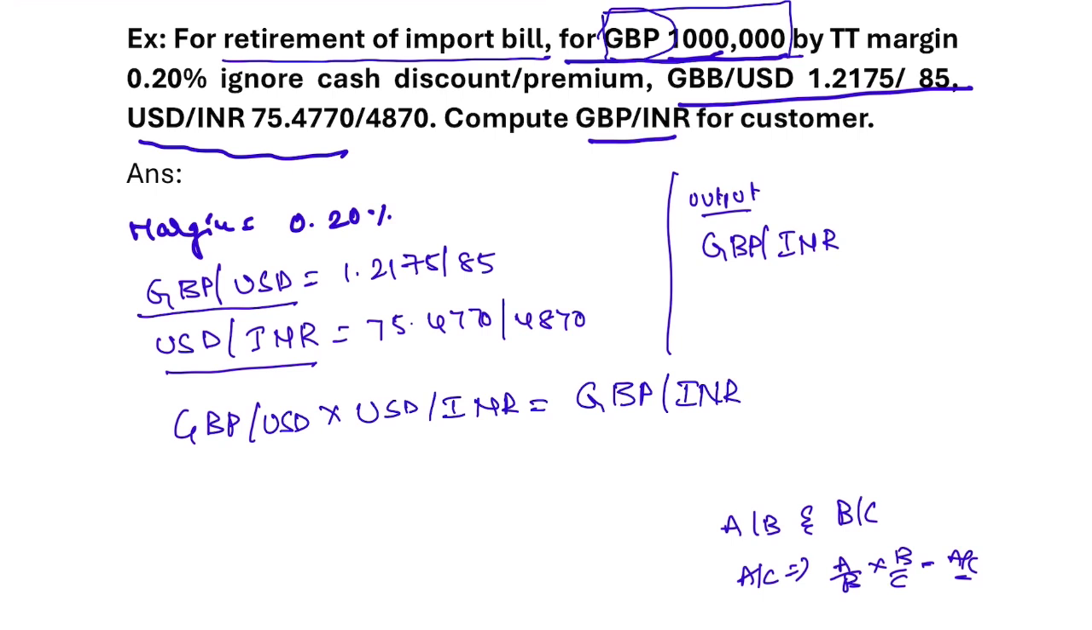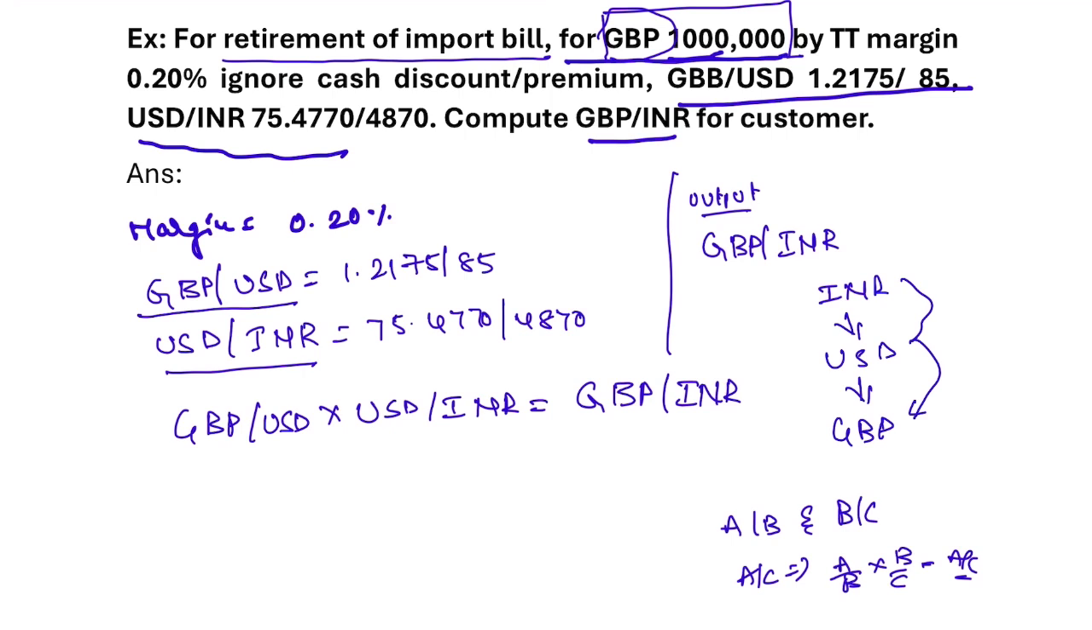So what will the bank do? The bank first, having INR, purchases USD with the INR, and with the USD the bank will purchase GBP. Right? So the bank is purchasing USD, the bank is purchasing GBP. The bank is buying, which means the customer is selling. Bank buying rate is equal to customer selling rate.